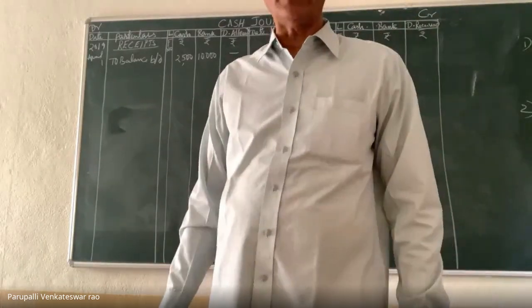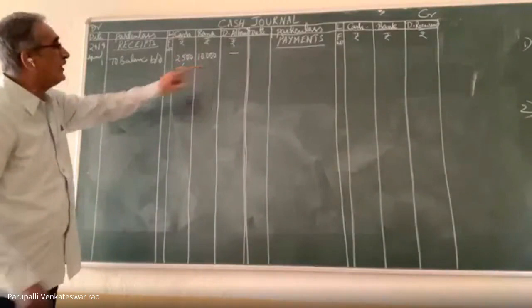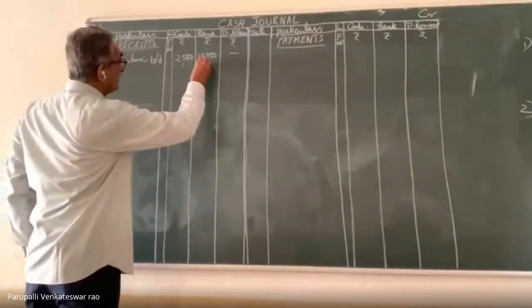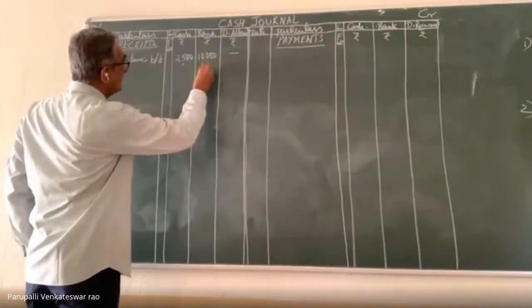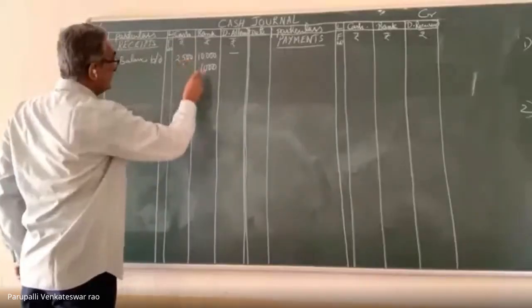Which account was debited? Bank account. Now write bank account. Write the amount first. 1,000. Who received the paid money?